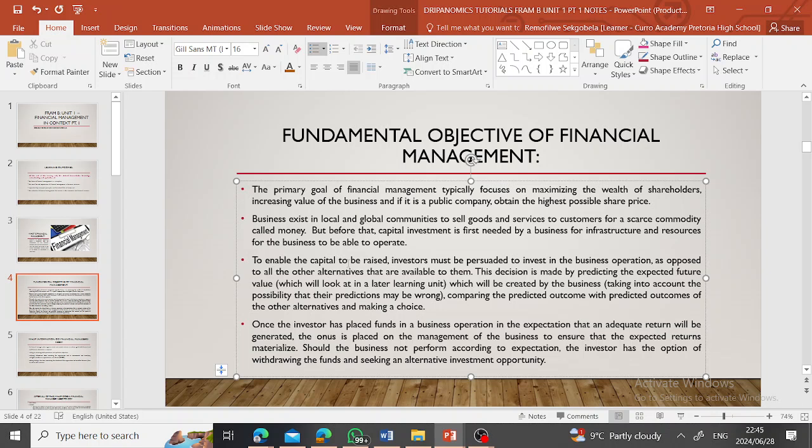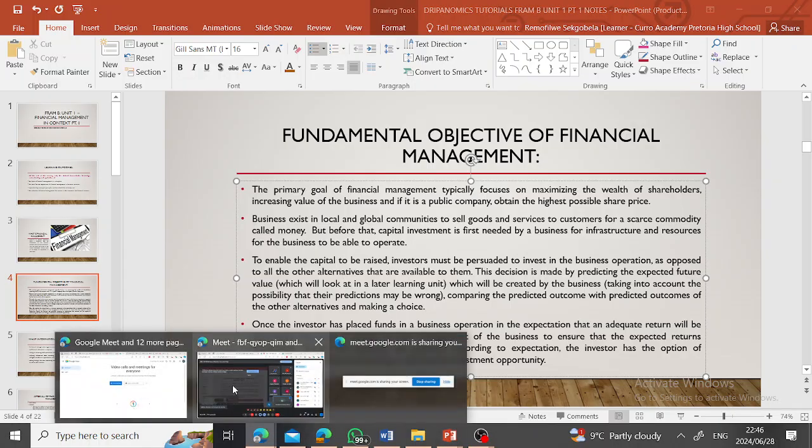To enable that capital to be raised, investors must be persuaded to invest in the business operation, as opposed to all the other alternatives that are available to them. This decision is made by predicting the expected future value of this unit, which will be created by the company, taking into account the possibility that their predictions may be wrong, and comparing the predicted outcome with the predicted outcomes of other alternatives, and then making a choice. So, what are they saying?